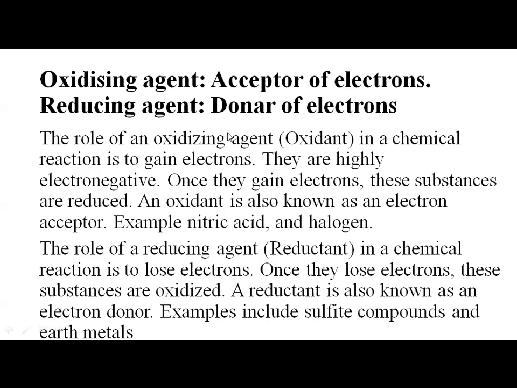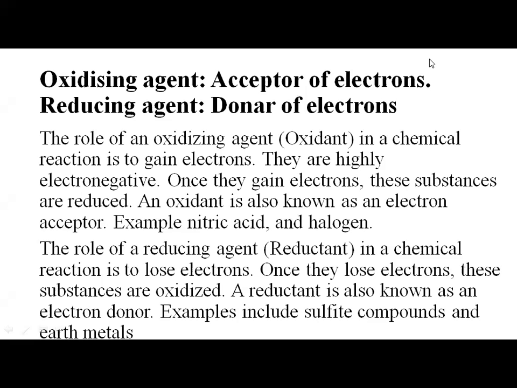The role of an oxidizing agent. An oxidizing agent, called an oxidant or oxidizer, in a chemical reaction is to gain electrons. They are highly electronegative. Once they gain electrons, these substances are reduced. So an oxidant is also known as an electron acceptor, acceptor of electrons. Examples: nitric acid, halogens, etc.